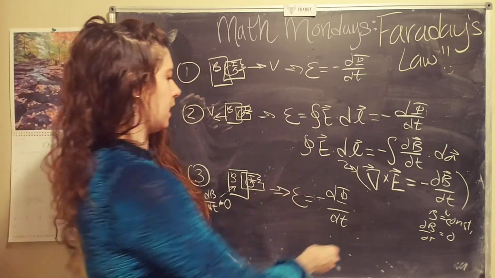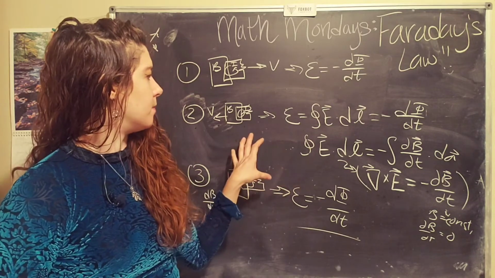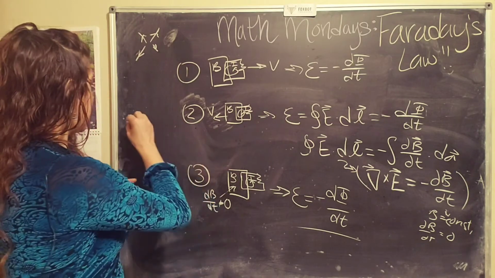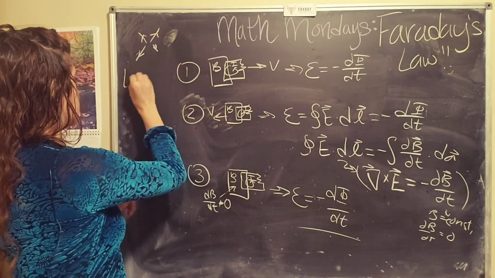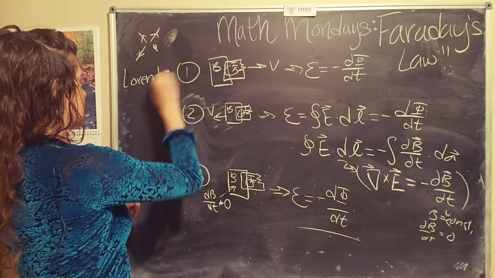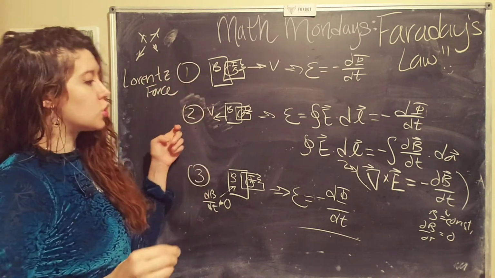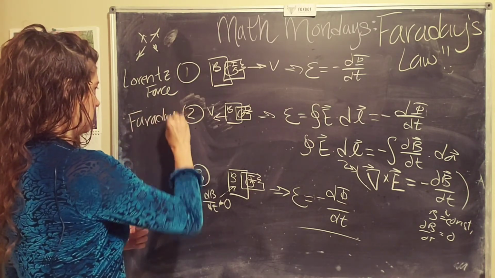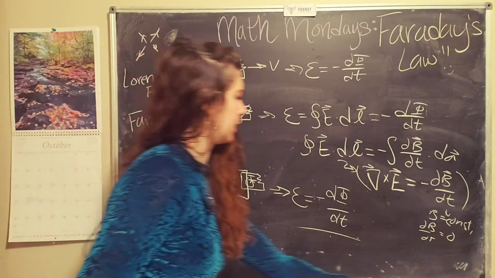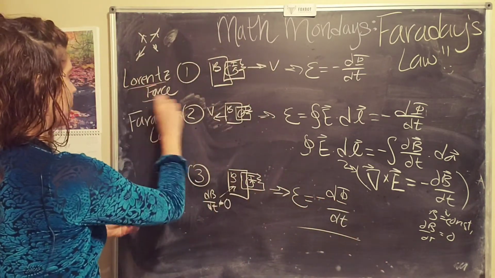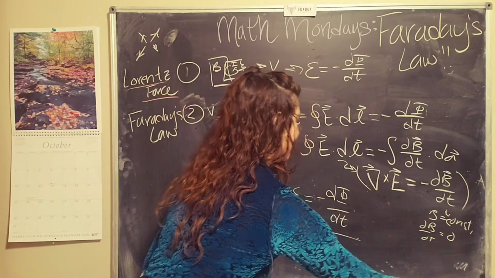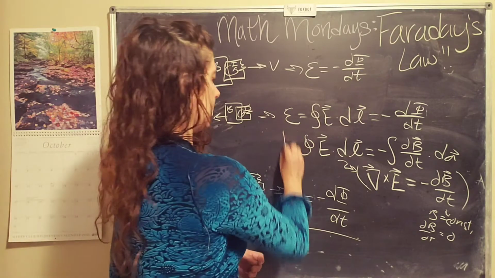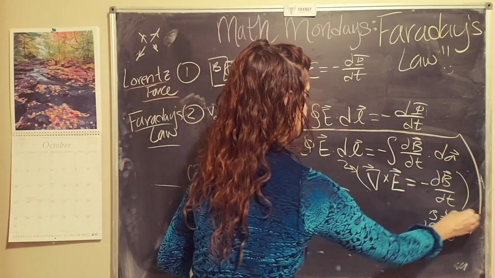And what's really fascinating is that there are different forces at work here. So, okay, I do want to clarify. This is actually the Lorentz force, and 2 and 3 are really Faraday's law. So we're gonna use some colors. Lorentz force is number 1, and Faraday's law is number 2 and 3. And really, these equations are Faraday's law.